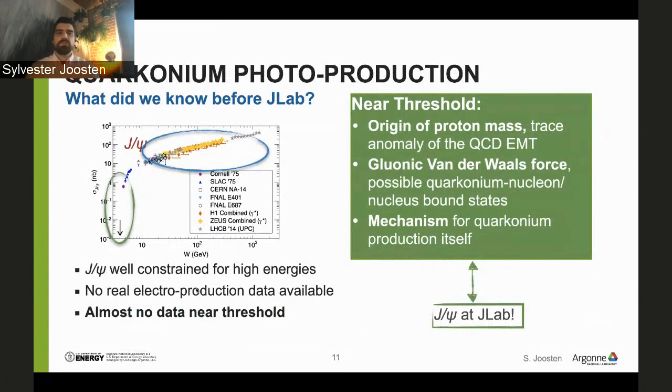So what did we know before Jefferson Lab about quarkonium photoproduction in the threshold region? As you can see from this figure, which is blown up to make the point strongly, it's a desert region. We really didn't know anything about the near threshold region. There was no photoproduction or electroproduction data available near threshold. There's actually no real electroproduction data available at high energies either. So this region, which holds such a big treasure trove of physics topics, origin of proton mass, gluonic van der Waals force, maybe quarkonium nucleon or nucleus bound states, the mechanism for quarkonium production itself, pentaquarks, can really be unlocked at Jefferson Lab. So it's a very exciting time.